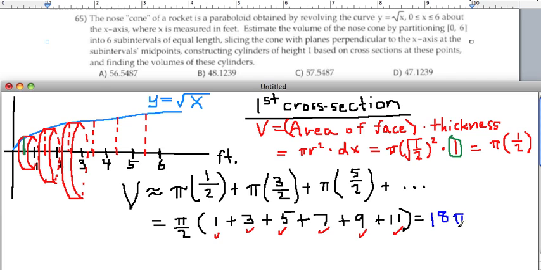18 pi. And which one is that? Well, I don't know if that's the A or if that's the C. So 18 pi is 56.5487, and that is A. All right, it's kind of fun when you get these right. You know that's got to be the right answer. There you go.